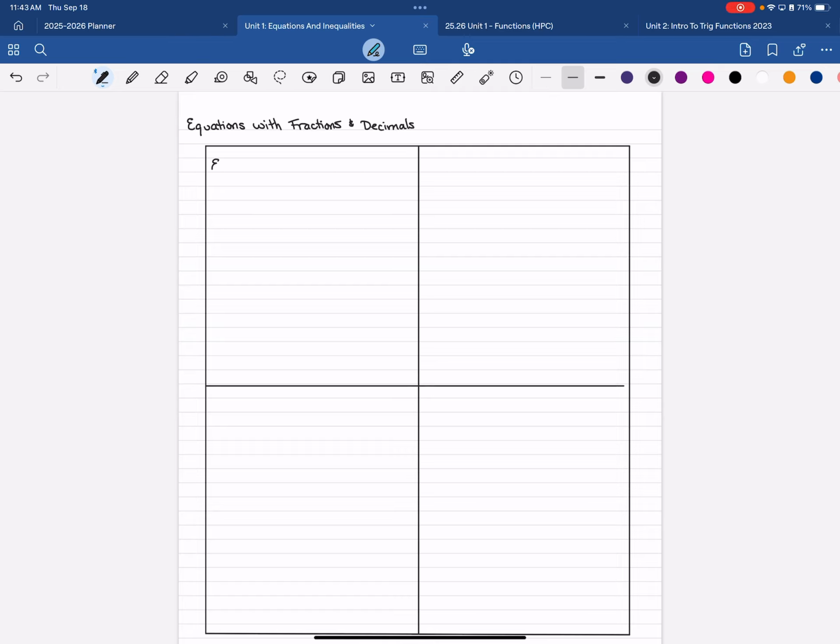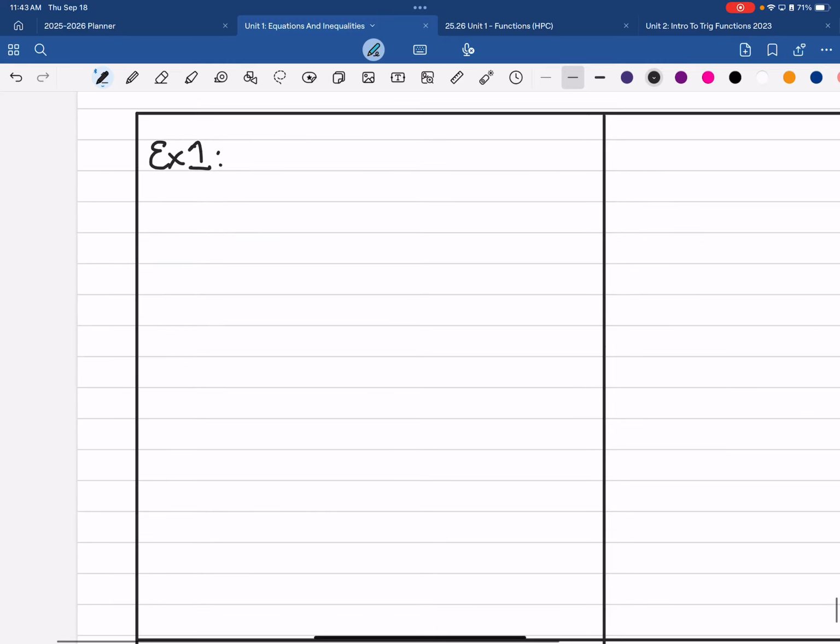All right, so in example 1, we're going to deal with fractions. So we're going to take the example 1/3 x plus 3/4 equals 1/2 subtract 2/3 x.